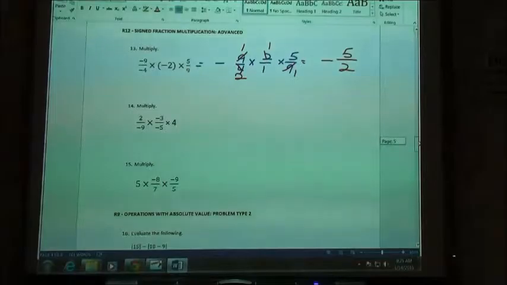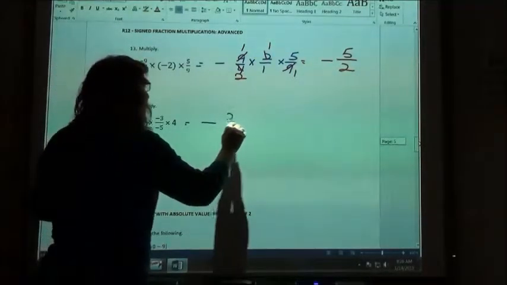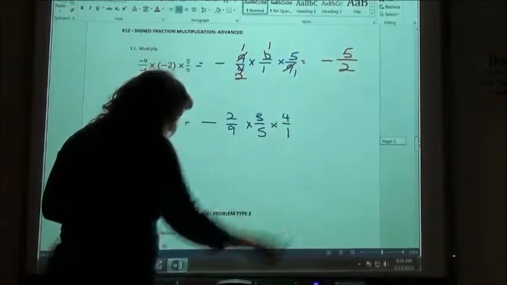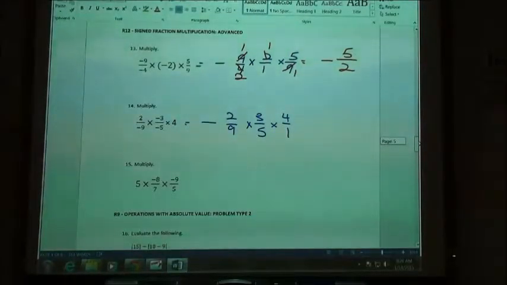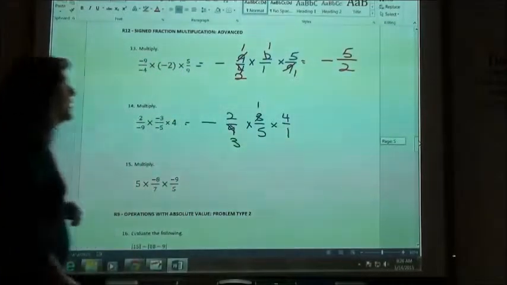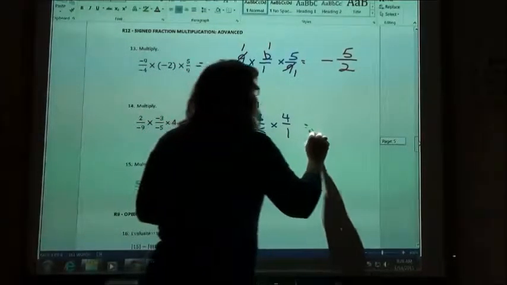So if you look at number 14, should my answer end up being positive or negative? A little louder so I can hear you. Negative. Negative, thank you. There's an odd number of negative signs, so it's going to end up being negative. So I'm then going to take 2/9 times 3/5 times 4 over 1. Can I do any reducing? The 3 with the 9. 3 goes into here once and into here 3 times. So if I multiply that, then I'm going to end up with negative 8/15.